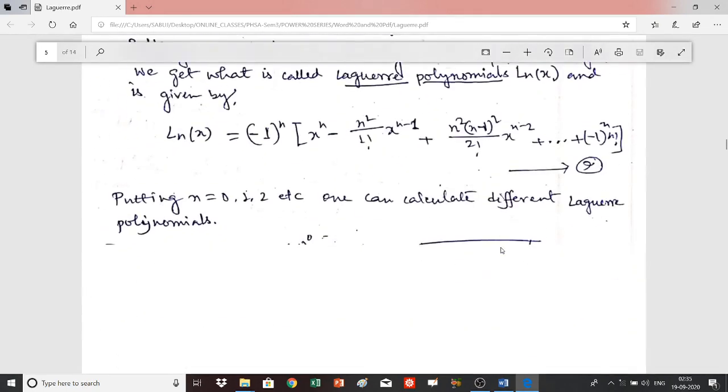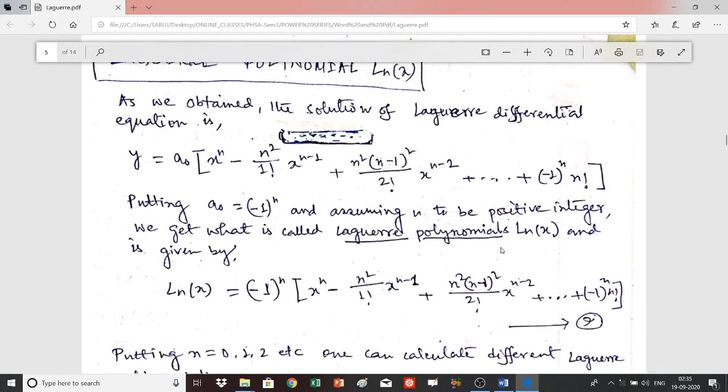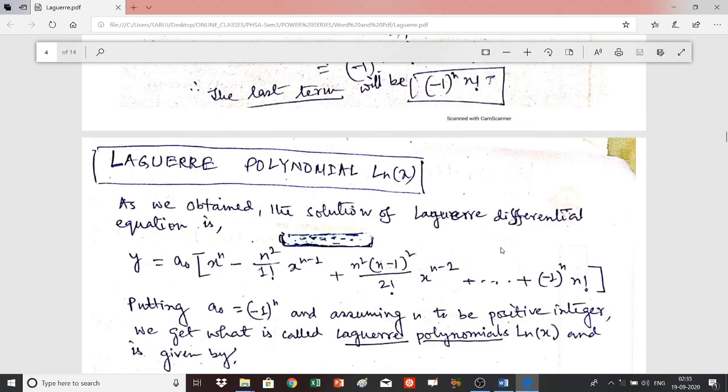Now go to the next topic. The next topic was the Laguerre polynomial function Ln(x). And the Laguerre polynomial function, or only Laguerre function, is nothing but the solution of the Laguerre differential equation. Any solution of the Laguerre differential equation is called the Laguerre polynomial Ln(x).